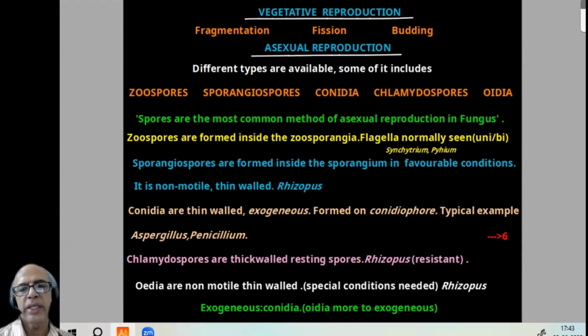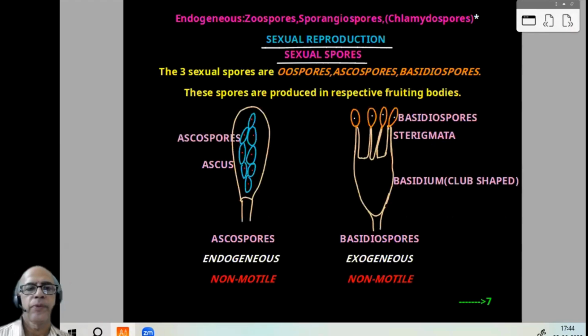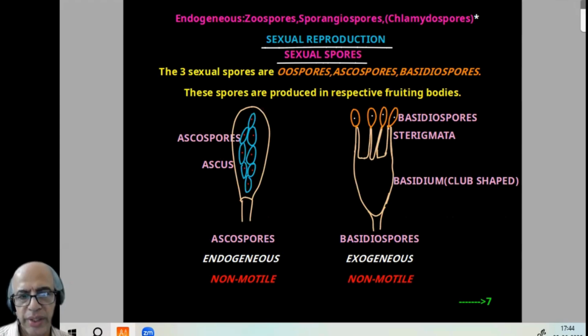So the exogenous nature of spores we can find typically in conidia. Oidia may be more towards exogenous. Now, the endogenous type can be seen in zoospores and sporangiospores, that is definitely endogenous. And chlamydospores, maybe; variations are possible. So exogenous means spore outside, endogenous means inside. I think the idea is clear. Exo and endo, an odd-one-out question we can anticipate.